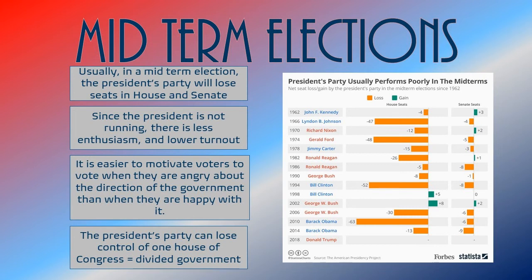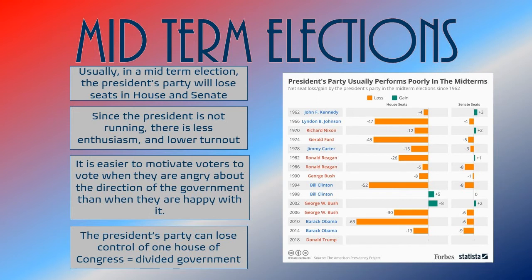When the president is not running, there's a lot less enthusiasm for the election and there's a lot less voter turnout. The other thing is that the party that doesn't have the president has an easier time getting their voters motivated. It's a lot easier to motivate voters when they're angry about who's in charge. When the voters are happy about what the government's doing, they're paying a lot less attention to the election.